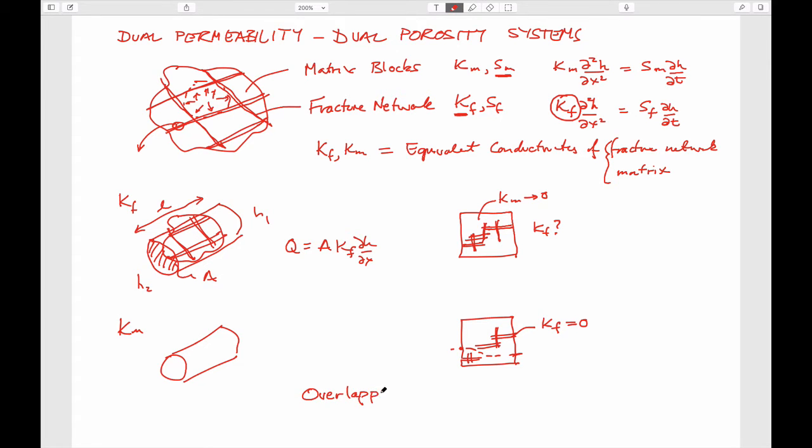Is it two P's in overlapping? I can't remember. Is it two P's?